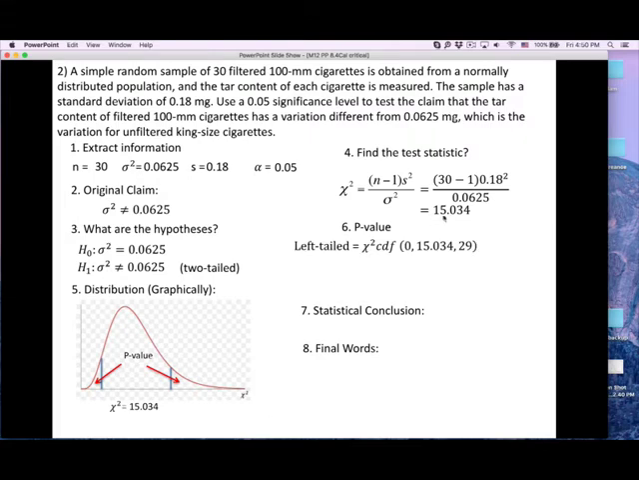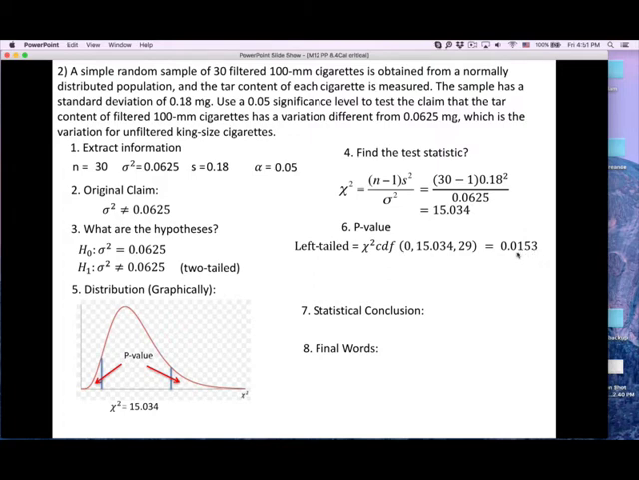We assume the test statistic is located on the left tail, so we try to figure out the area of the left tail. That's the chi-square CDF from 0 to here, and then degrees of freedom, which is 30 minus 1, so 29. And then we find that it's 0.0153 here.